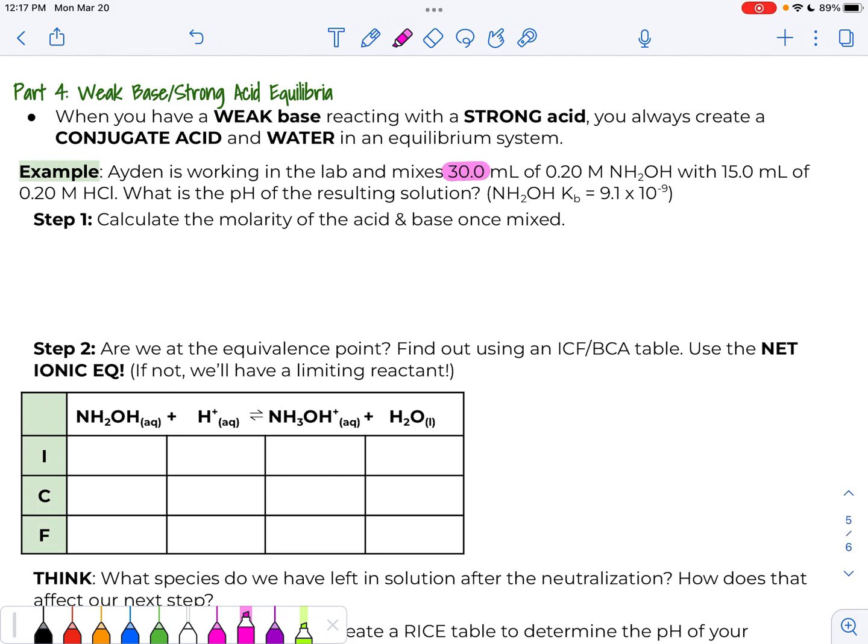So our example: Aiden's working in the lab and mixes 30 mL of 0.2 molar NH2OH with 15 mL of 0.2 molar HCl. What's the pH of the resulting solution? First step, as always, calculate molarities once mixed. Go ahead and do that for a second, and then come on back to see if you got the same thing I did.